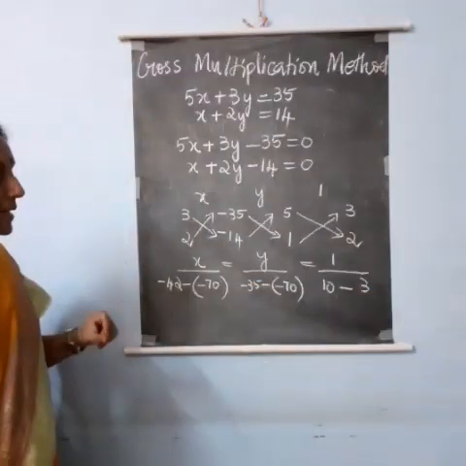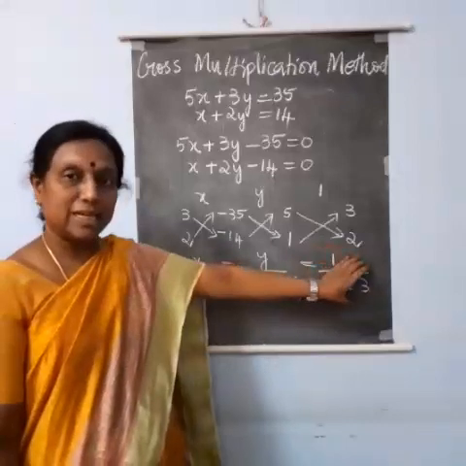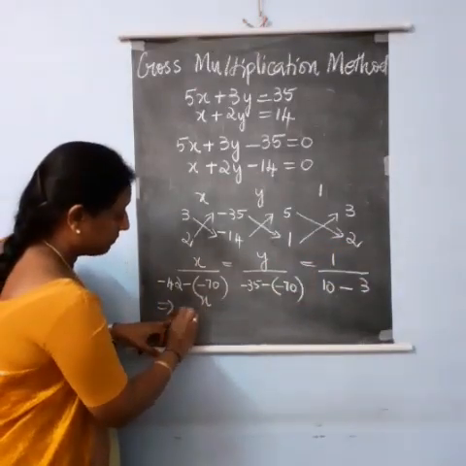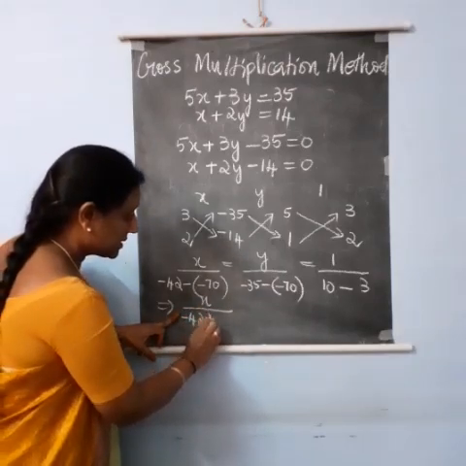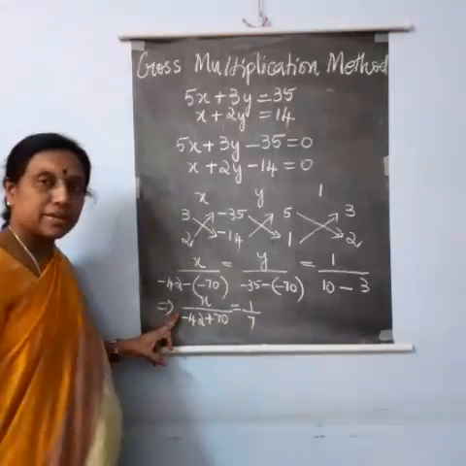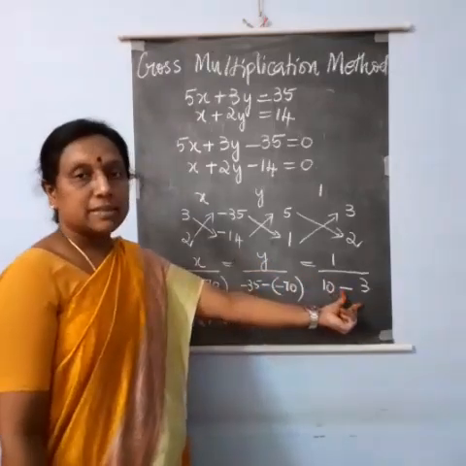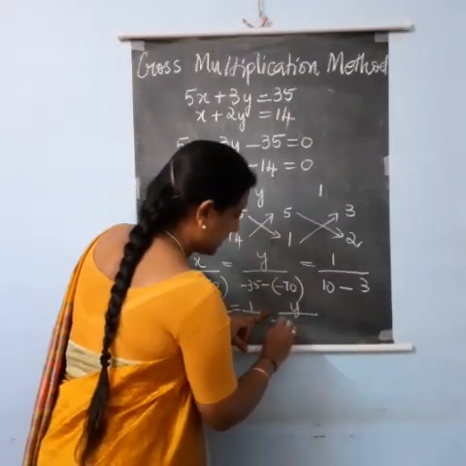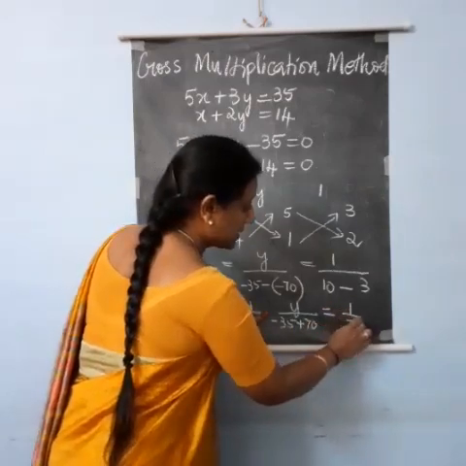Have you got it? Now we are going to equate this part of the equation to this part of the equation. So what will you get? That implies x by minus 42 plus 70 equal to 1 by 7. And equate the y part to the constant part. So what will you get here? y by minus 35 plus 70 equal to 1 by 7.